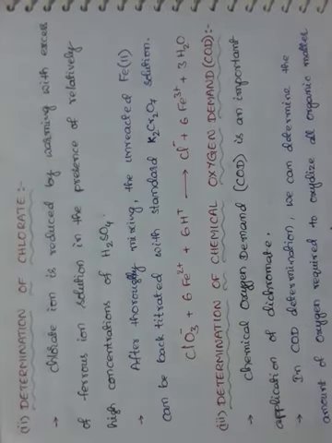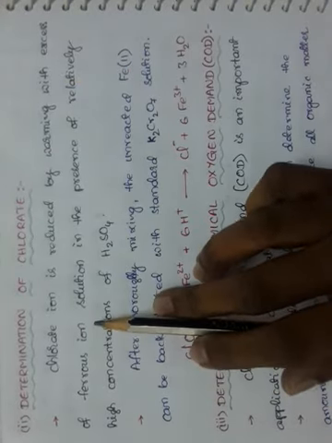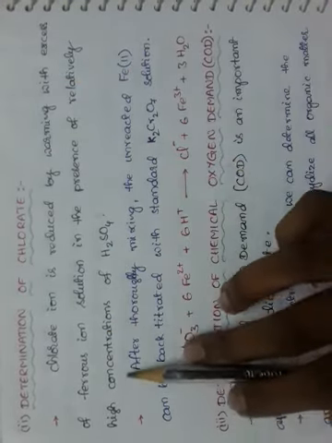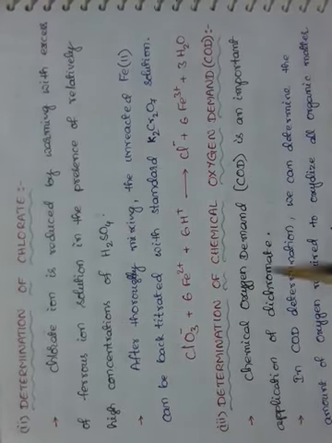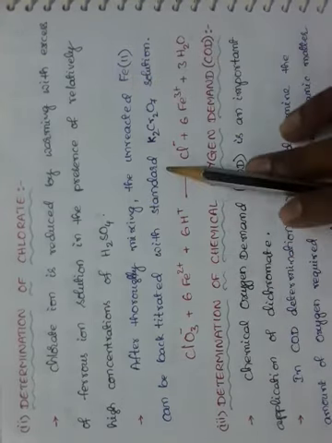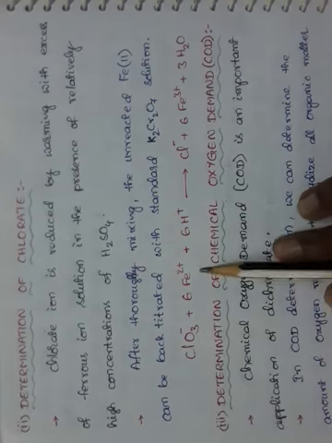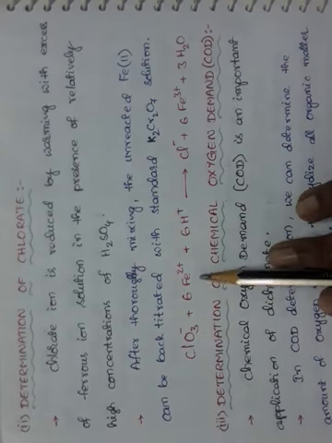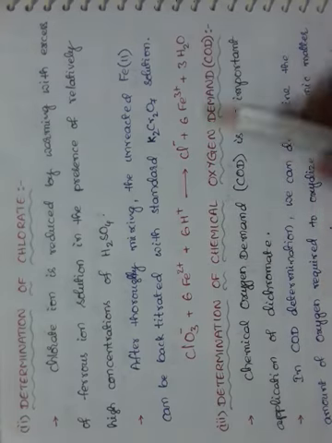Next one is determination of chlorate ion. Generally the chlorate ion is reduced by warming with excess of ferrous ion solution in the presence of relatively high concentrations of H2SO4. Generally after thoroughly mixing, the unreacted iron 2 can be back titrated with standard potassium dichromate solution. So it is a back titration method. So this chlorate ion, excess iron 2 and H plus ion, the reaction will be like this.